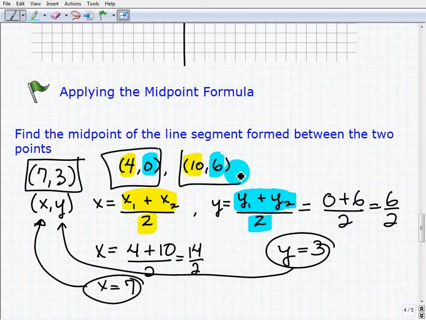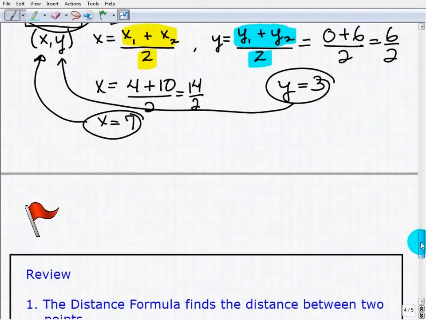If you had a piece of graph paper and you actually plotted these 2 points, 4, 0, 10, 6, drew a line between the 2, and then split that line halfway, you would see that 7, 3 would be the location of that particular point. Okay? All right, so let's go ahead and wrap it up.